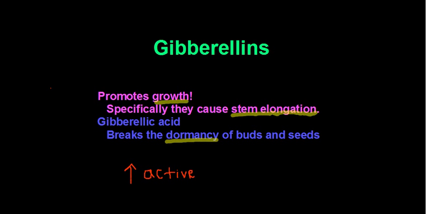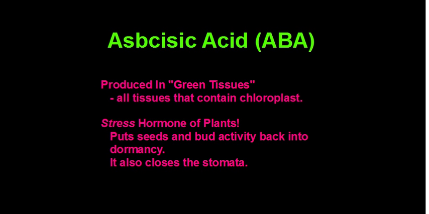So there you have it. That is gibberellins. So now we move on to ABA. And ABA is produced within the green tissues, or those tissues that contain chloroplast. But the most important part here is the fact that they are the stress hormone of plants. Just like humans have cortisol, ABA is in plants, and that is their stress hormone.